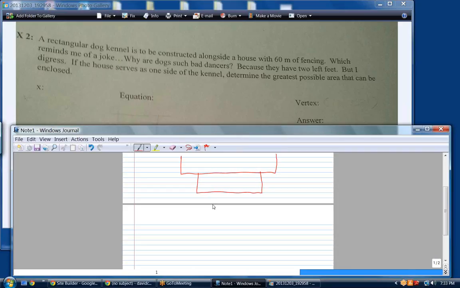If the house serves as one side of the kennel, determine the greatest possible area that can be enclosed. Okay, how do we want to begin this? Let the first side be X. And then let the other one be 60 minus X. Well, the other one would be 60 minus 2X, right? Yeah, 2X.